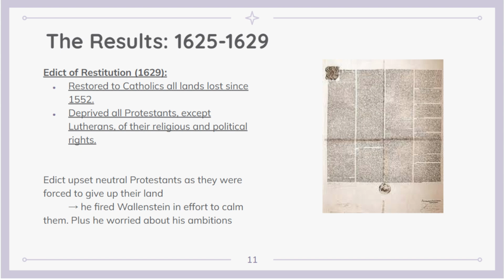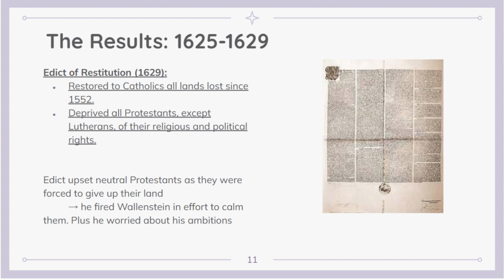And the ultimate result of this phase is the Edict of Restitution in 1629. So this is kind of the treaty that they all have to sign, saying that the Catholics win, the Holy Roman Empire wins, and it restores all Catholic land lost since 1552 and deprives all Protestants, except Lutherans, of their basic rights as citizens. And this is going to be a big deal. People are going to freak out over this, even moderate Protestants and Catholics. And Ferdinand starts to lose a lot of support. So he tries to squash this and he fires Wallenstein, also because he's worried that he's getting too powerful.